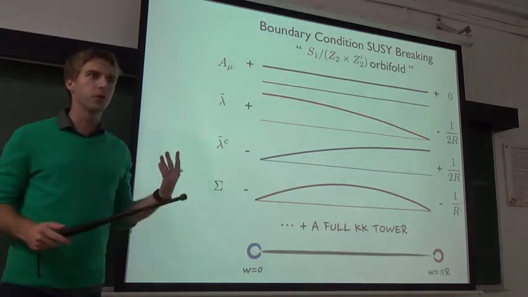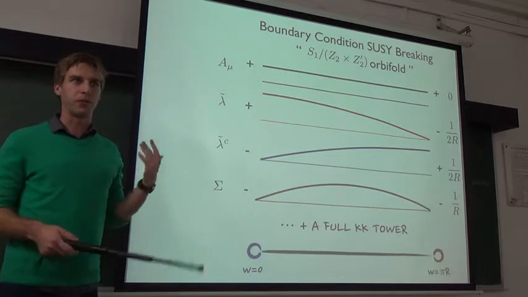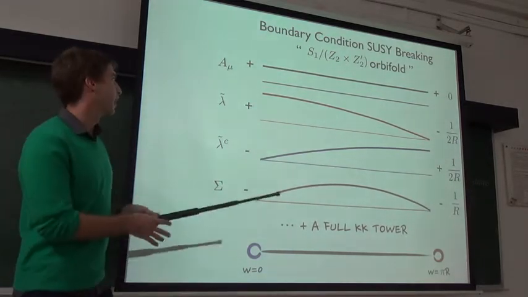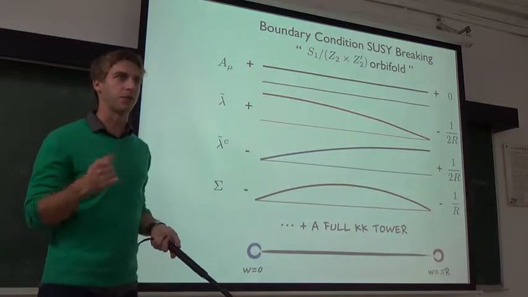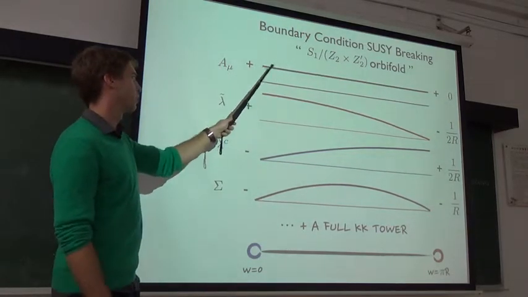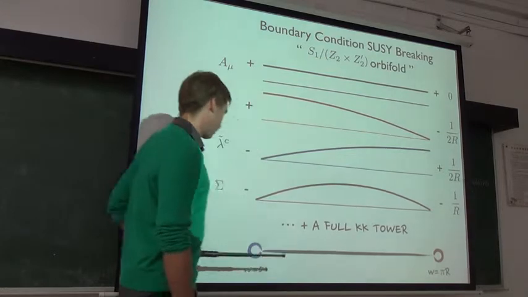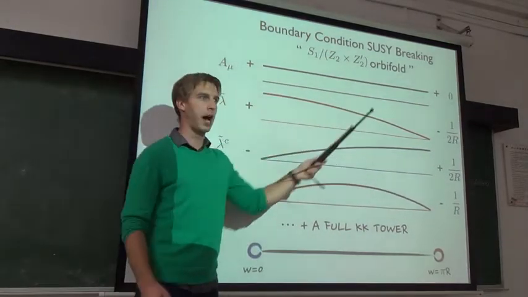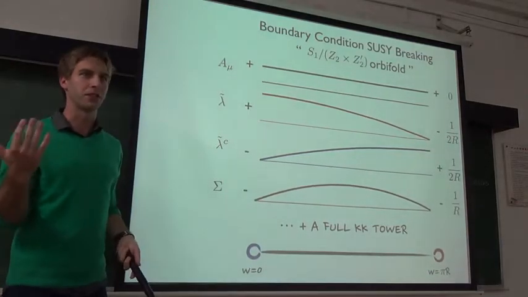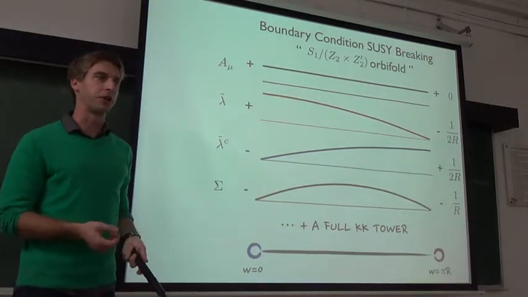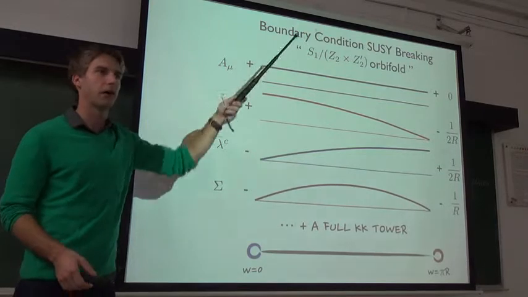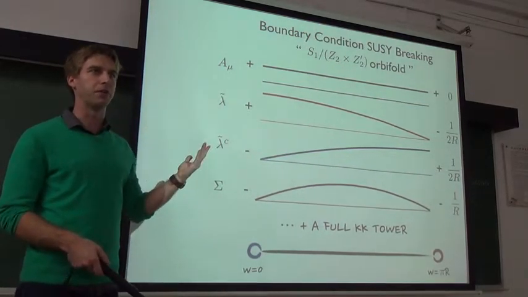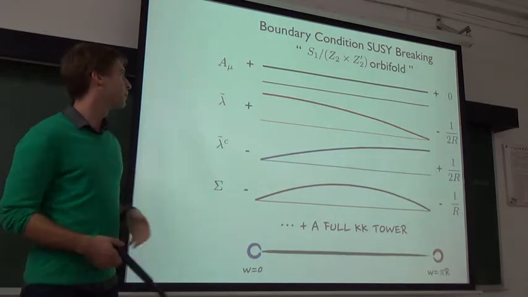I know that the photon is massless, so I would like to choose boundary conditions for this gauge field so that I have a massless photon. That just means that it has even boundary conditions at w equals 0 and w equals pi r, and then I'll get this flat mode that is massless. This is how you get a massless photon out of an extra dimensional theory. And then there will be a whole KK tower of excitations of the photon with masses starting at around a TeV.